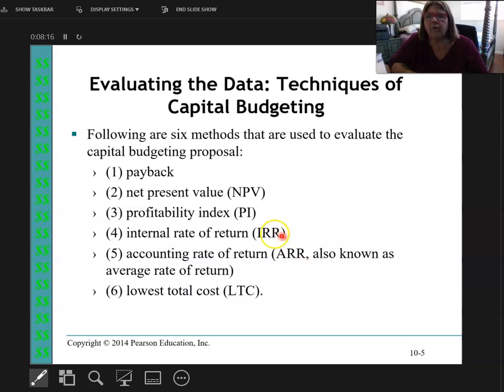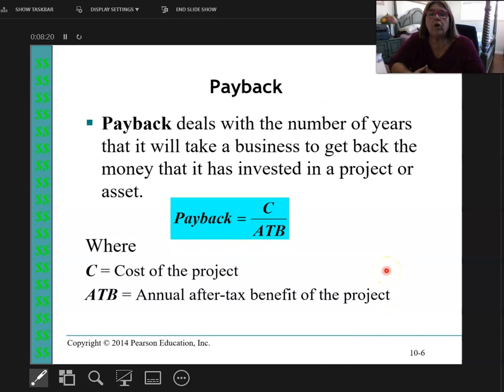Okay, so let's go back with the payback. We're going to start with payback first. So payback only looks at if I'm going to invest $50,000 into a project or a proposal, payback only is concerned about how quickly, in how many years, I can actually get my money back out of the project that I invested in. Okay, so payback is one of the easiest ones to calculate.